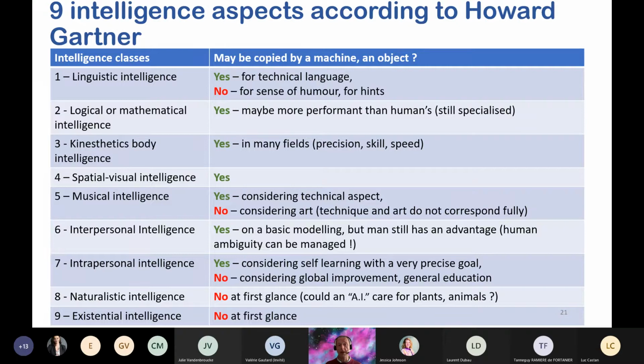Some of them may be very well copied by machines, for instance, logical, mathematical intelligence, and maybe it's more performant than humans, but still it remains specialized nowadays. But for instance, linguistic intelligence, a machine can translate technical language but cannot translate hints, sense of humor. This is too difficult for a machine.